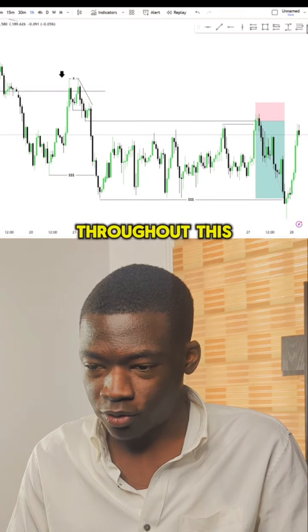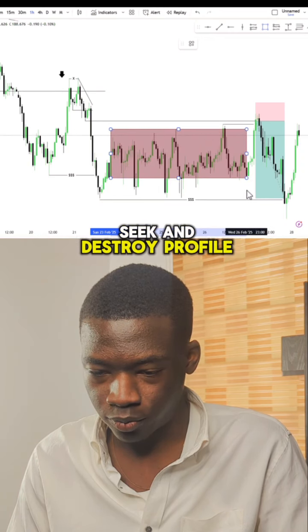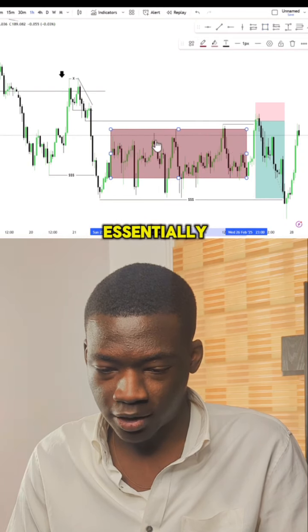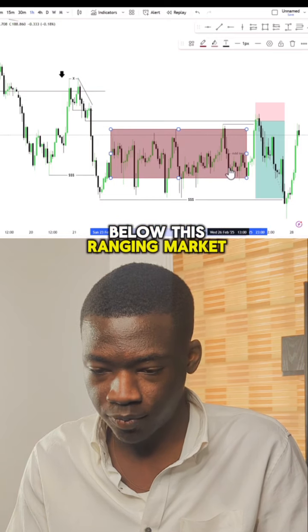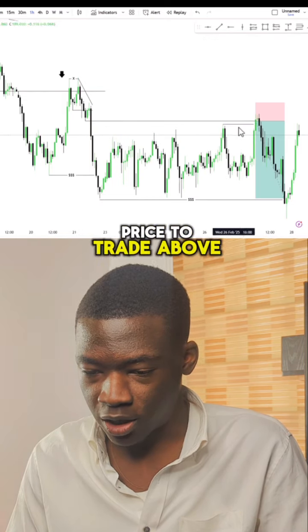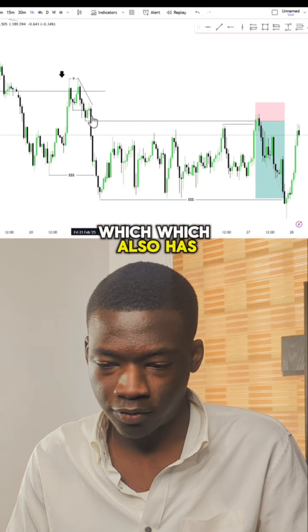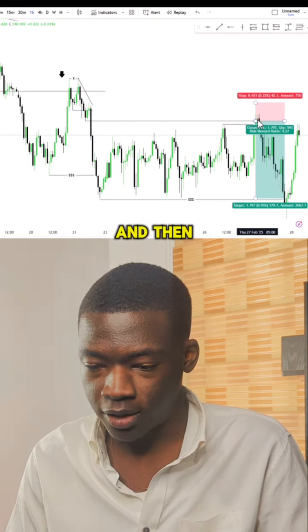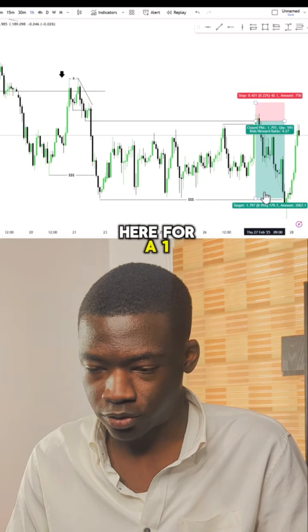And what happened throughout this week was even more interesting because we see that the market was in a seek and destroy profile. So we were just essentially consolidating, creating liquidity above and below these ranging markets. And so we now waited for price to trade above this liquidity into this mitigation block, which also has a fair value gap confluence. And then we entered right here and we exited right here for a 1:4.